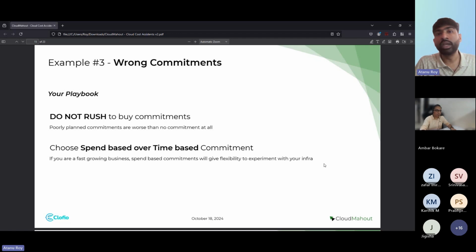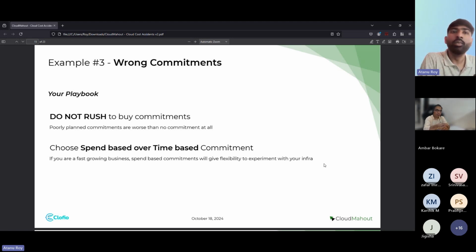Or maybe you are moving entirely into, let's say, a Kubernetes cluster or some kind of serverless. So these kinds of technical changes happen super fast in a fast growing company, right? If you are typically a startup or, let's say, scale up, in this kind of landscape, you need to be more careful while purchasing commitments. Spend-based commitment is a far better option for you.